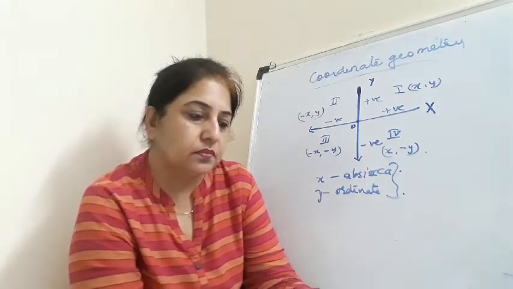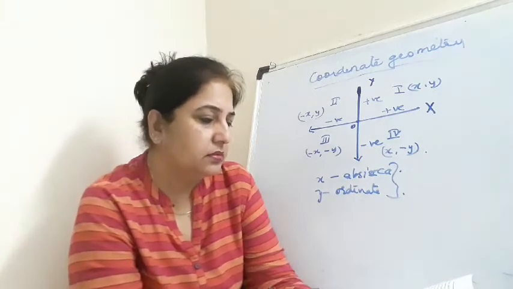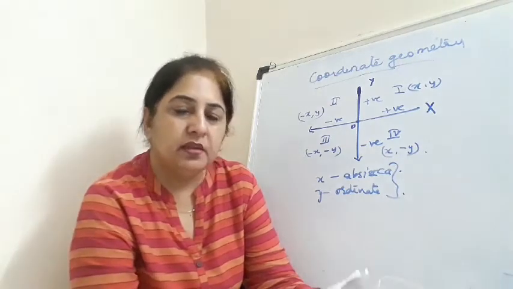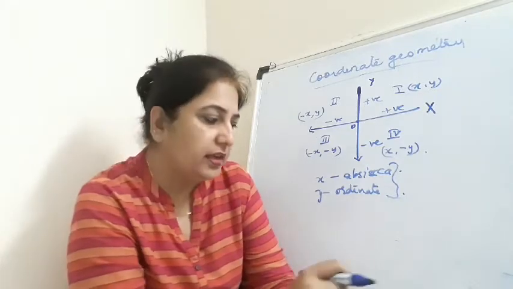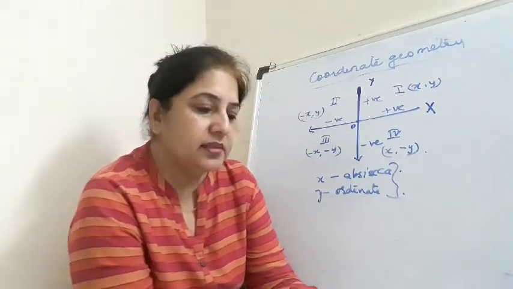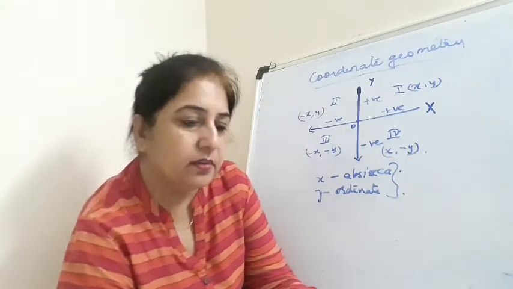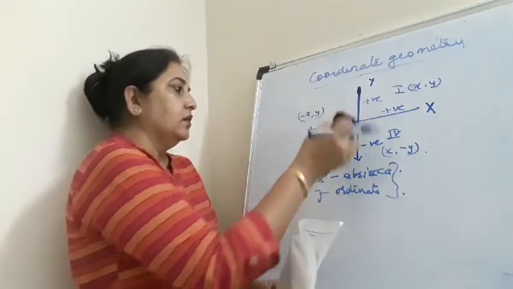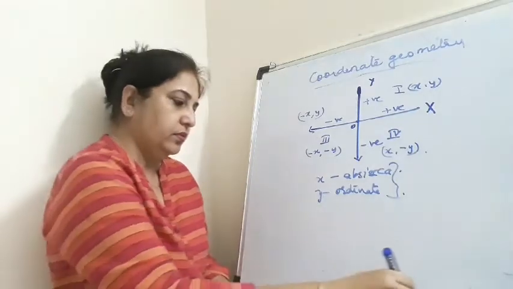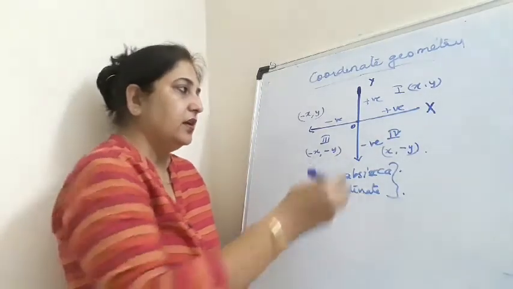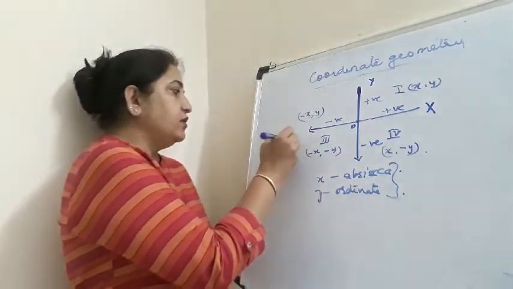Now coming to the third exercise, this plotting of the points you have learnt in class 8th also, and I explained yesterday also. Exercise 3.3 says that there are points given. The first point given is (-2, 4).